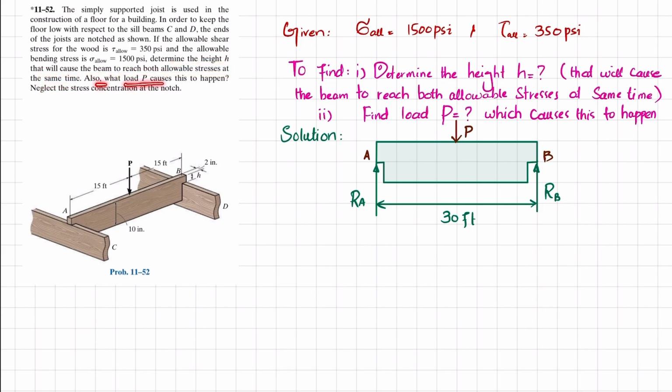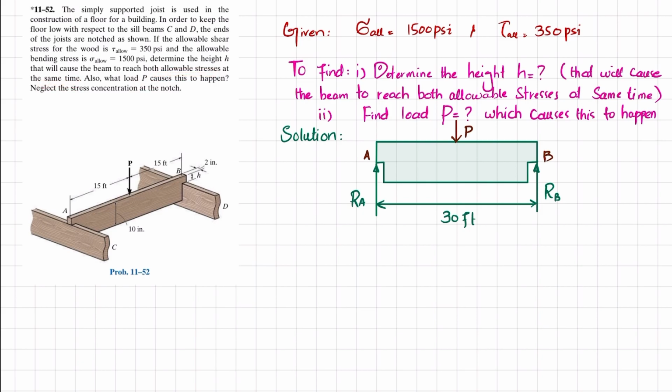Also, what load P causes this to happen? Neglect the stress concentration at the notch. You can see this is a simply supported beam made up of wood and acted upon by a load of P, and this beam is supported on sill beams C and D. So you have to find this height h so that both allowable stresses occur at the same time, and you have to find the load P as well.